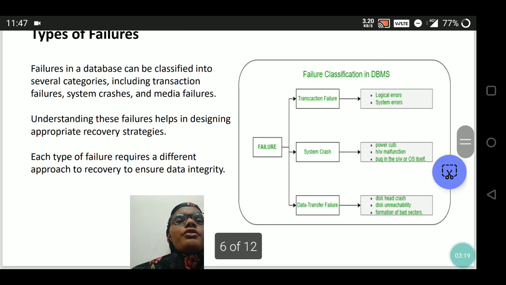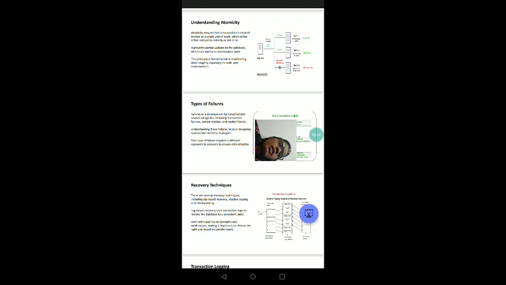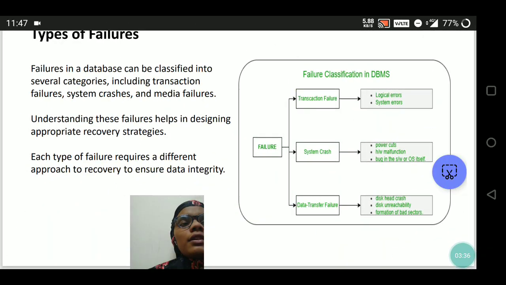Next, types of failures. Failures in a database can be classified into several categories, including transaction failures, system crashes, and media failures. Understanding these failures helps in designing appropriate recovery strategies. Each type of failure requires a different approach to recovery to ensure data integrity. So this is a failure classification in DBMS.